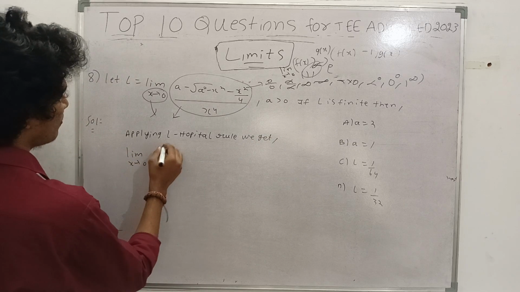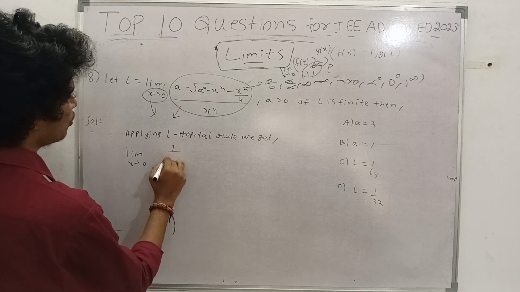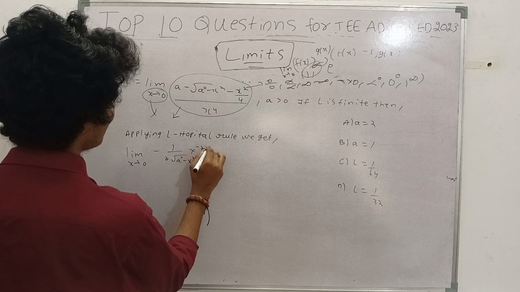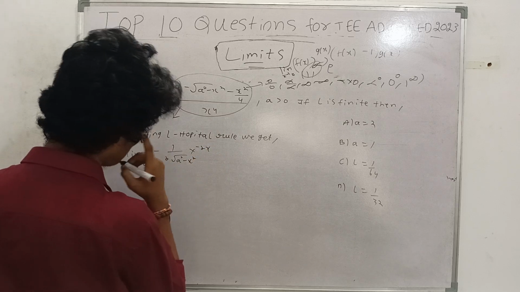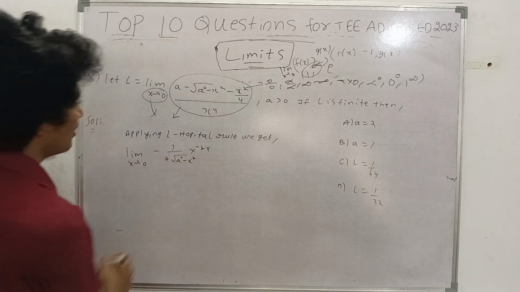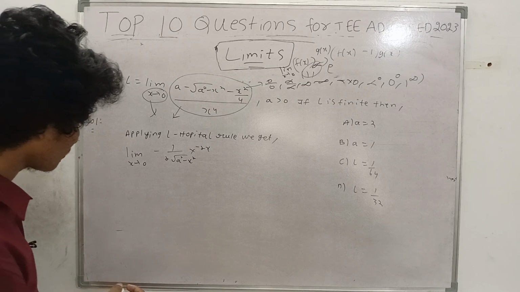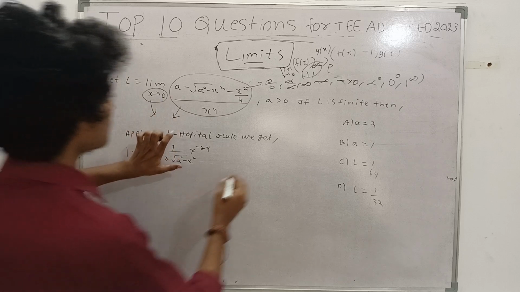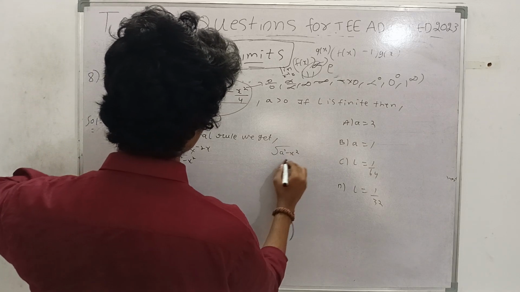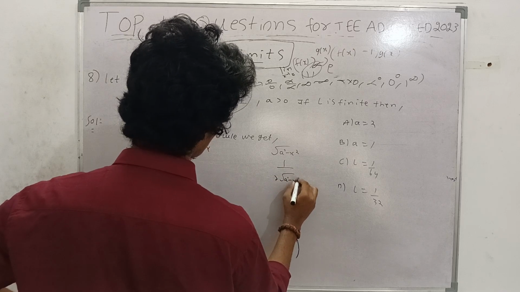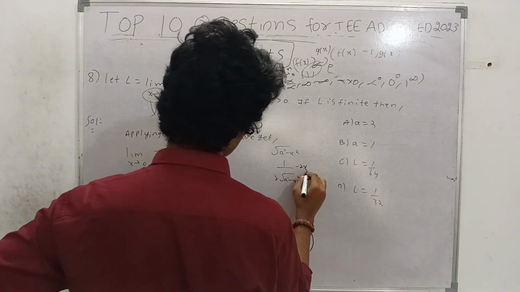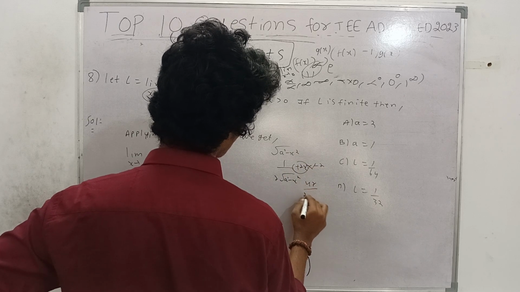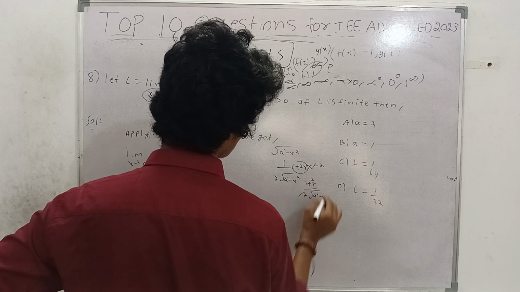limit x tending to 0, constant 0 minus 1 by 2 root a square minus x square into, what is the differentiation of minus x square? It is minus 2x. Forget this minus. What is the differentiation of root of a square minus x square? 1 by 2 root a square minus x square, and minus x square gives minus 2x, and minus 2x is minus 2. It will be 4x divided by 2 root a square minus x square, it will be 2x.